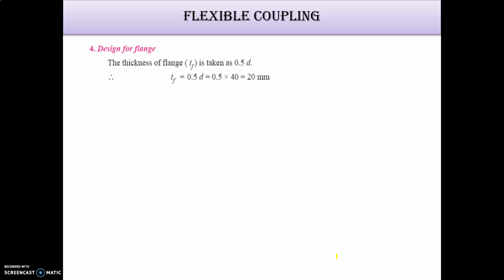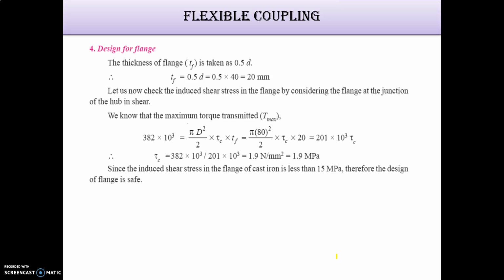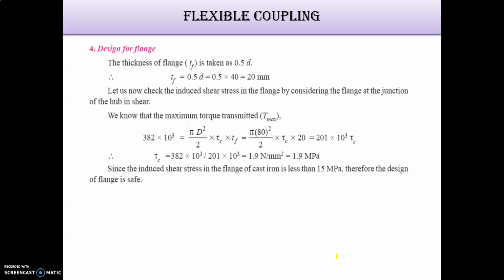So now design for flange, tau f is equal to 20 mm, and we can check the maximum torque transmitted by this. It is 1.9, which is less than 15 megapascal, so it is safe here. So we can say that the design of the flexible coupling is safe here. So this is how we are going to design a flexible coupling. So it is clear now.